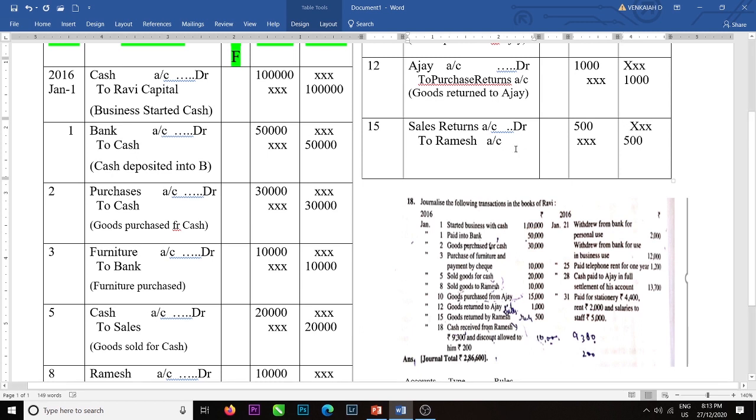Goods returned by Ramesh. Ramesh found our goods defective. That's why he is returning the goods to Ravi. Goods returned by Ramesh. Ramesh returned goods.